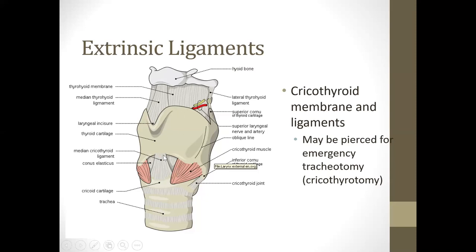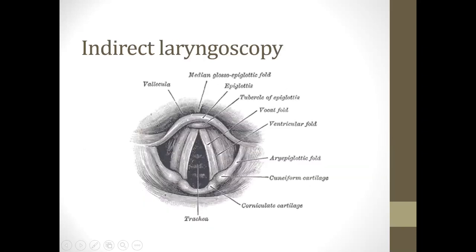The extrinsic ligaments, we saw the cricothyroid membrane or ligament. You see where the red line is? That's where we do a cricothyroidotomy. You've seen in the movies where they try and find the airway. At this point on your thyroid cartilage is where your true vocal cords are attached, from the arytenoid cartilage to the thyroid cartilage. So above, we have the true vocal cords. And below, you have what we call your cricothyroid ligament, where the airway is placed.